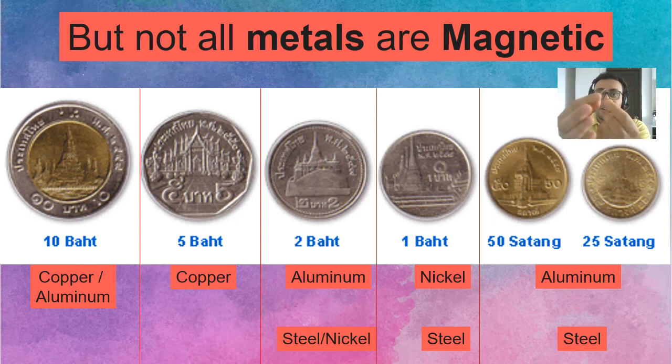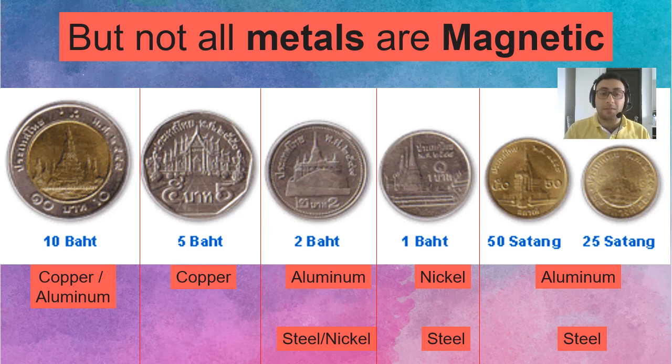Oh, steel is magnetic. But what about aluminum? No, aluminum is not magnetic. So that's it for satang. Now what about 1 baht? Now 1 baht used to be made of nickel, but now is made of steel. But as you remember, CINS, nickel and steel are both magnetic. So let's see, 1 baht. Yes, it's magnetic.